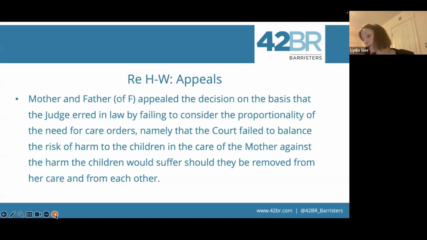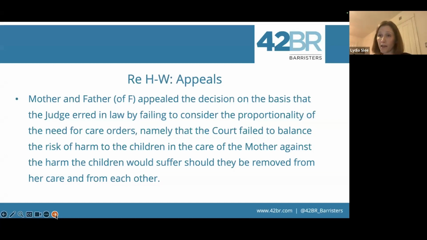The first appeal was to the Court of Appeal, and you can see on the slide the basis upon which the parents appealed that, and that was on the basis that the judge erred in law by failing to consider the proportionality in respect of care orders and failed to undertake the balancing exercise that should be undertaken.